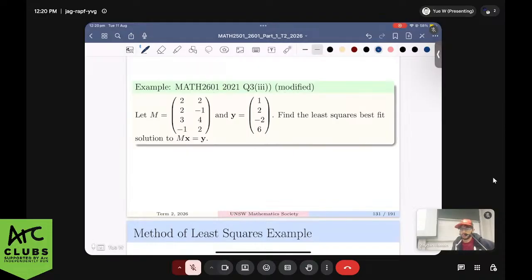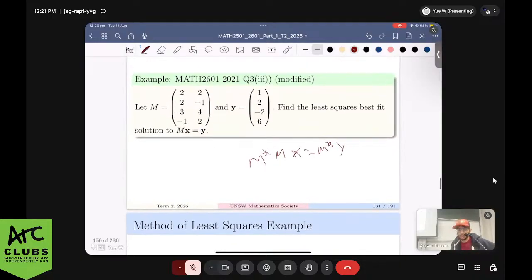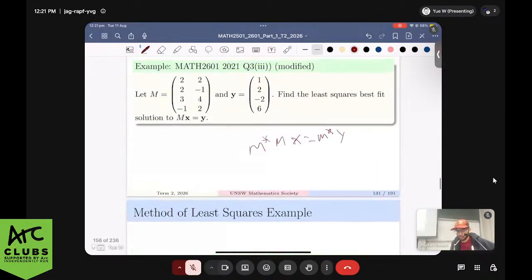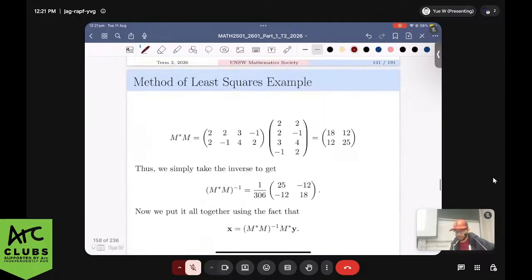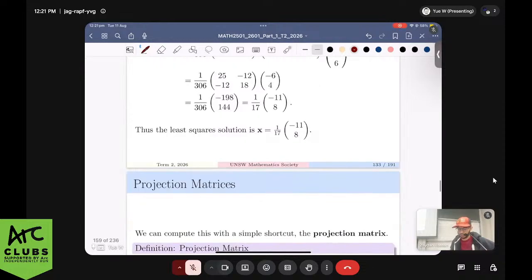So what on earth is this? Find the least squares best fit of this solution. It's essentially trying to find a line which, in this case, they've written like this. It's technically just solving M star Mx equals M star y. So you just find what M star M is. Oh, sorry, no, this is M, and then M star M will be whatever this is on the right. We just put this together and you'll get this as well as the computation.